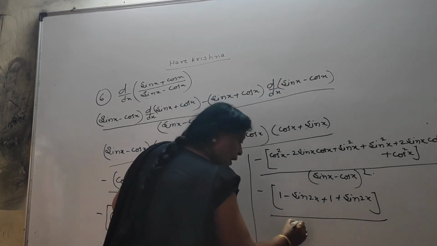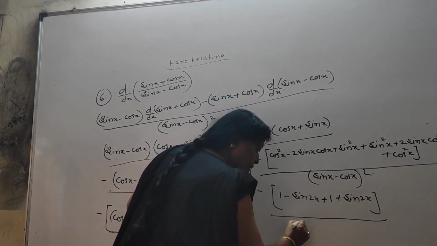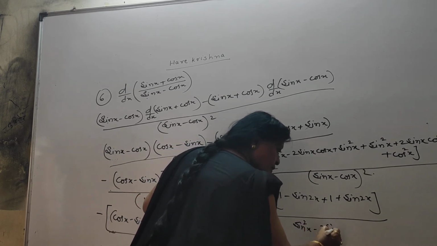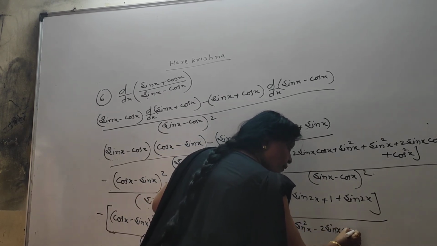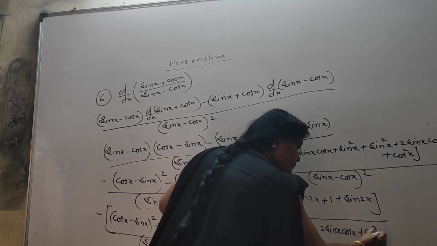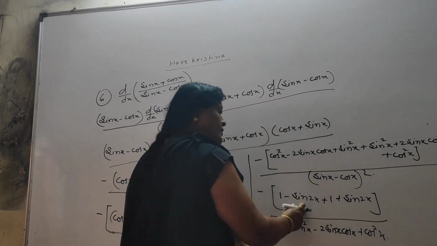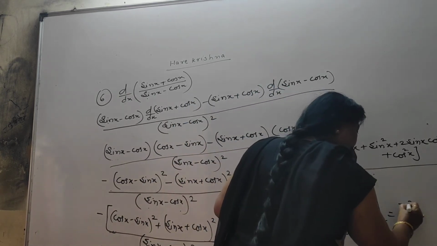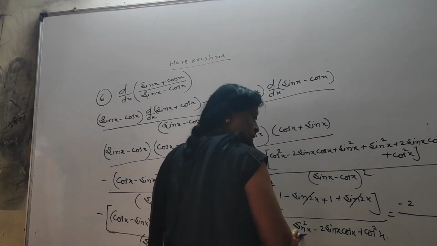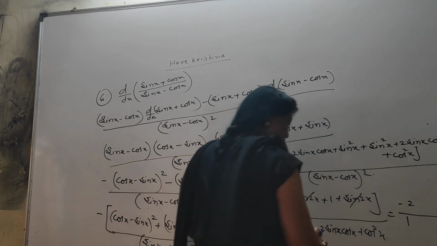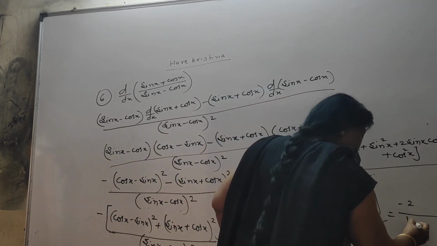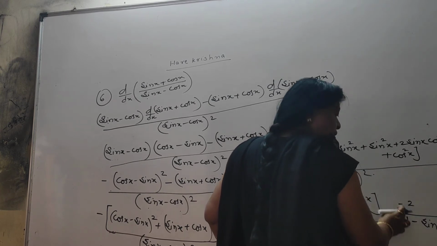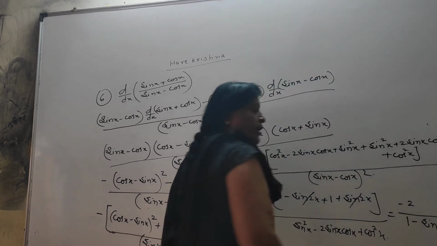Divided by the denominator. Again, if you simplify this, sin square x minus 2 sin x cos x plus cos square x. Here, minus sin 2x plus sin 2x get cancelled. 1 plus 1, 2, means minus 2. Here again, sin square x plus cos square x is 1 minus 2 sin x cos x. This is the formula of sin 2x. So, here you have got minus 2 divided by 1 minus sin 2x.